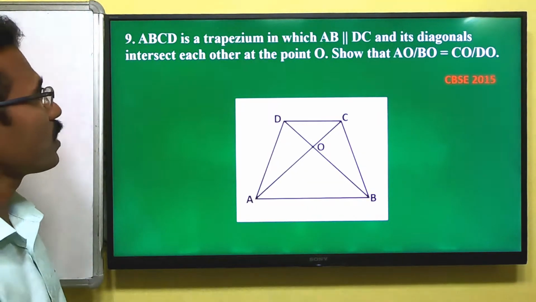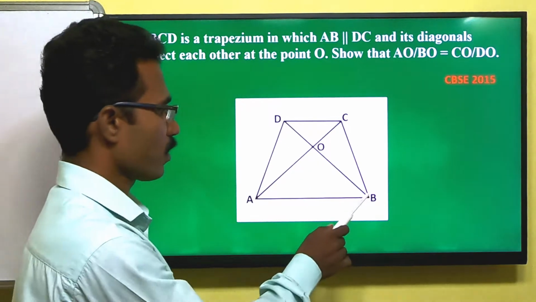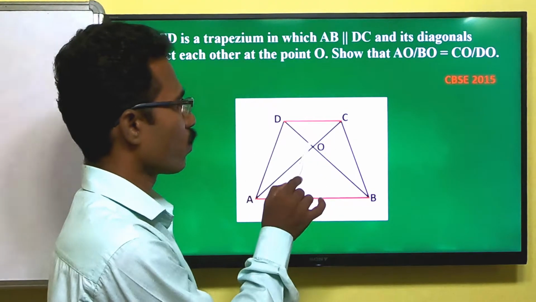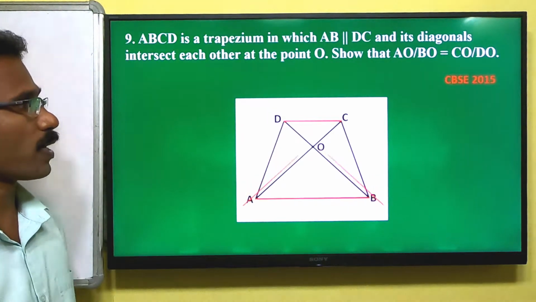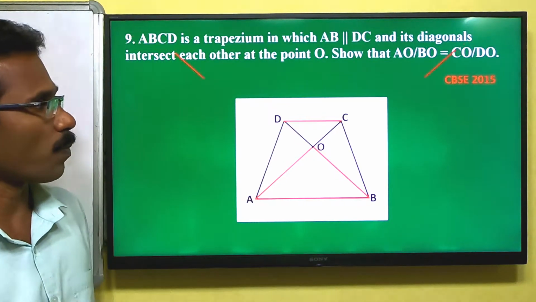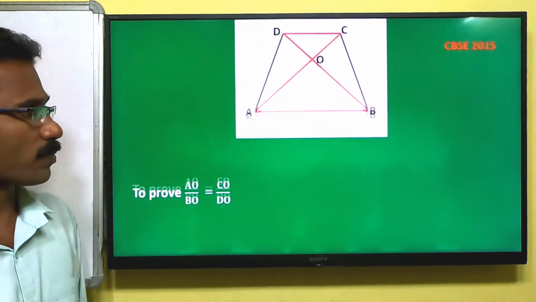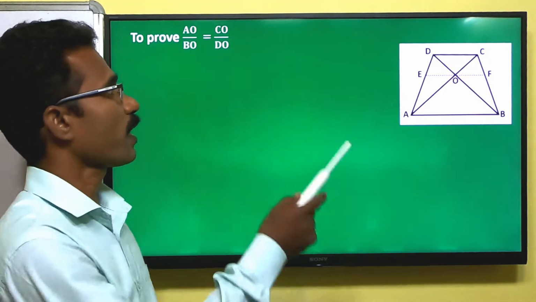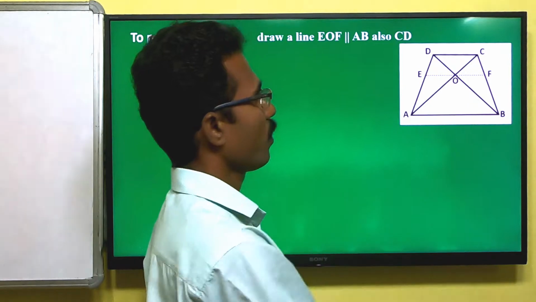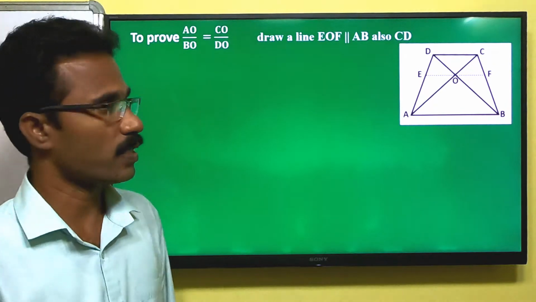So we have ABCD is a trapezium in which AB is parallel to CD, and its diagonals intersect each other at point O. We have to prove that AO upon BO is equal to CO upon DO. So that's what we need to prove. To prove this, we are going to construct a straight line, EOF, which is parallel to AB as well as CD.